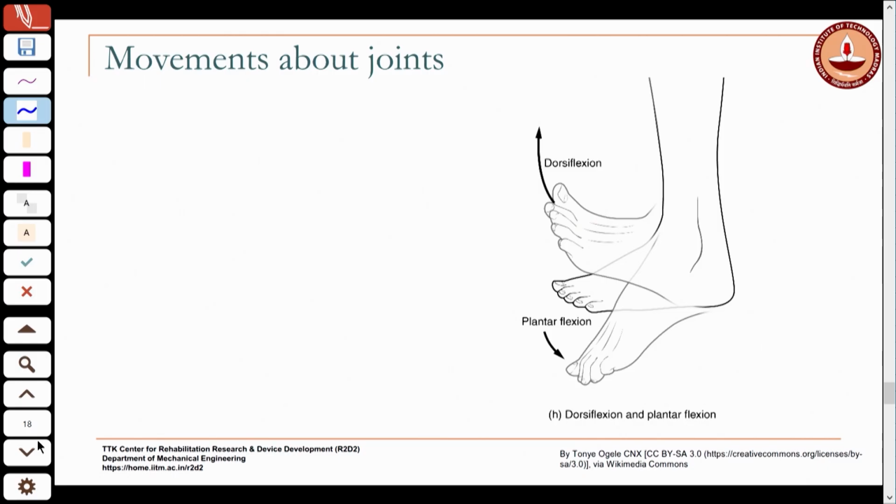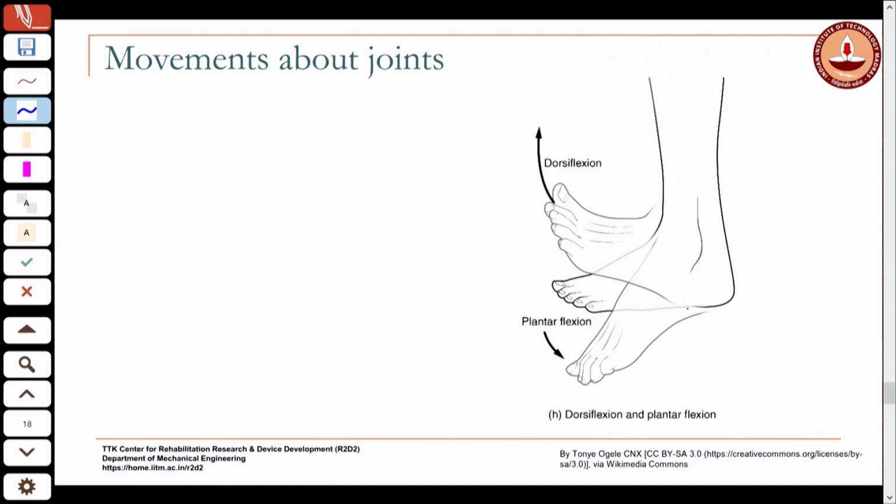For the foot or the ankle, the terms used are slightly different. Imagine this is my foot. When I bring my foot closer to my leg, that movement is called dorsiflexion. Dorsum is the top part. So, dorsiflexion is moving the foot upwards and plantar flexion is planting the foot on the ground.